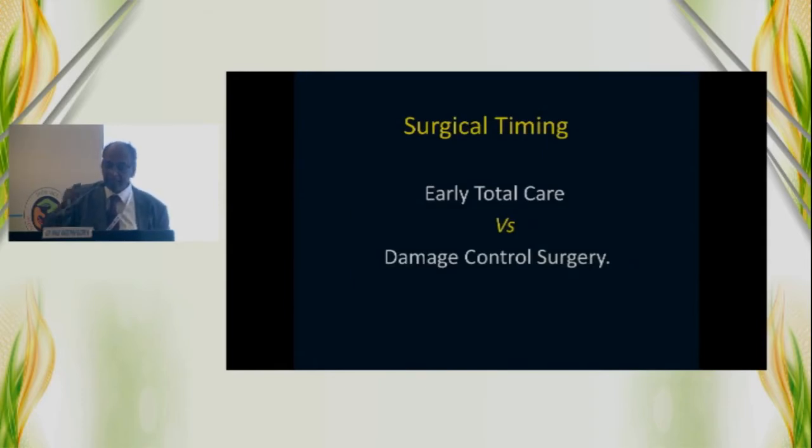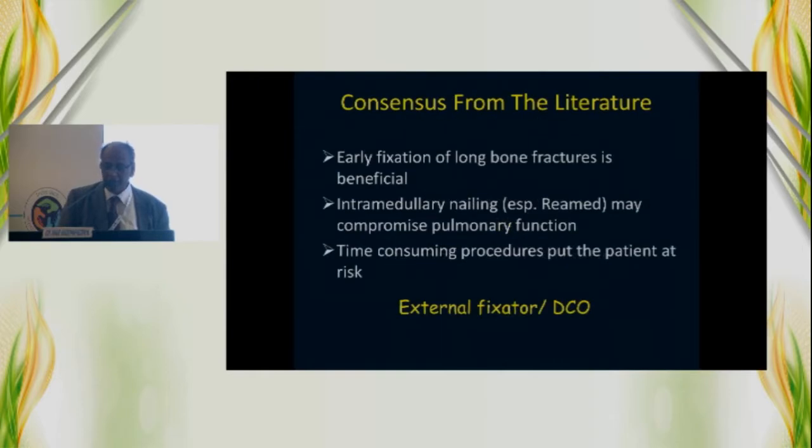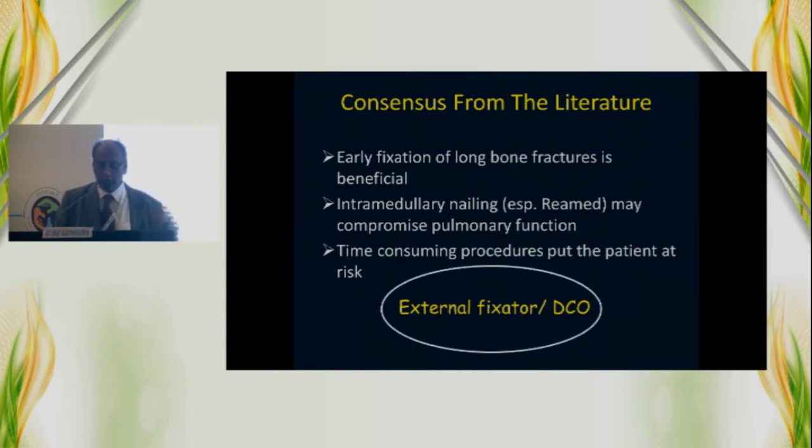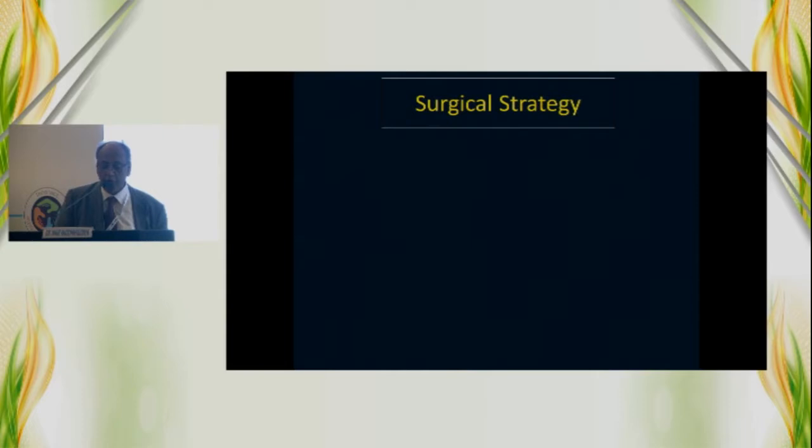So then this debate started between early total care versus damage control surgery, and the consensus from the literature, there's only one randomized control study which comes slightly in favor of damage control orthopedics, but the general consensus is that in these very severely injured patients, it's probably better to do damage control orthopedics rather than early fixation. You did still need to stabilize the fracture, but you do it with an external fixator which was modular, so that you spent less time, you didn't cause blood loss, and that would hopefully improve the condition of the patient.